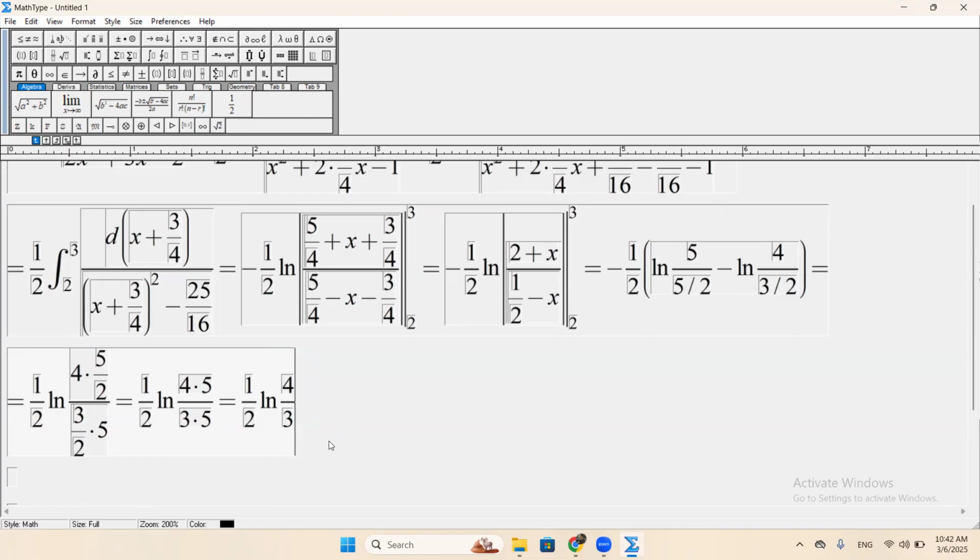Yeah, I've got a question. Where did the minus in front of 1 over 2 come from?